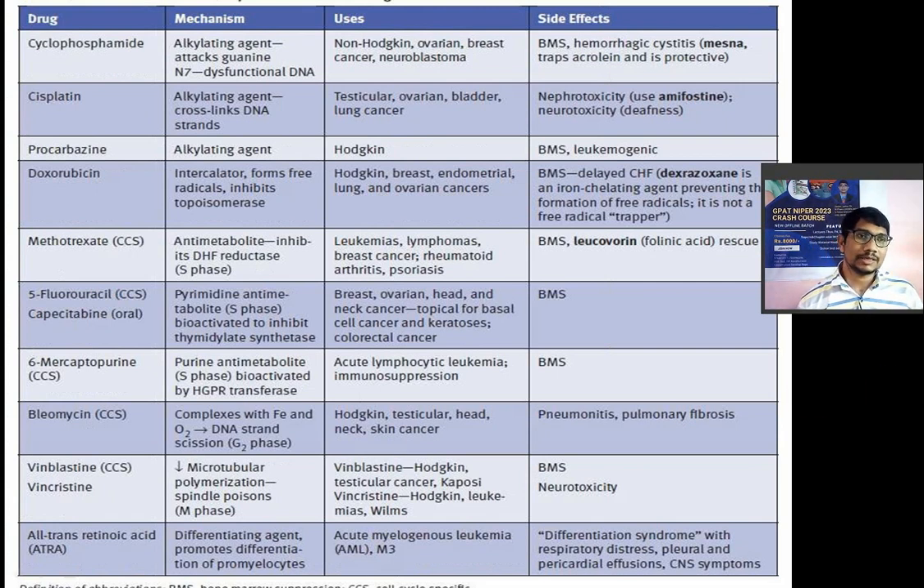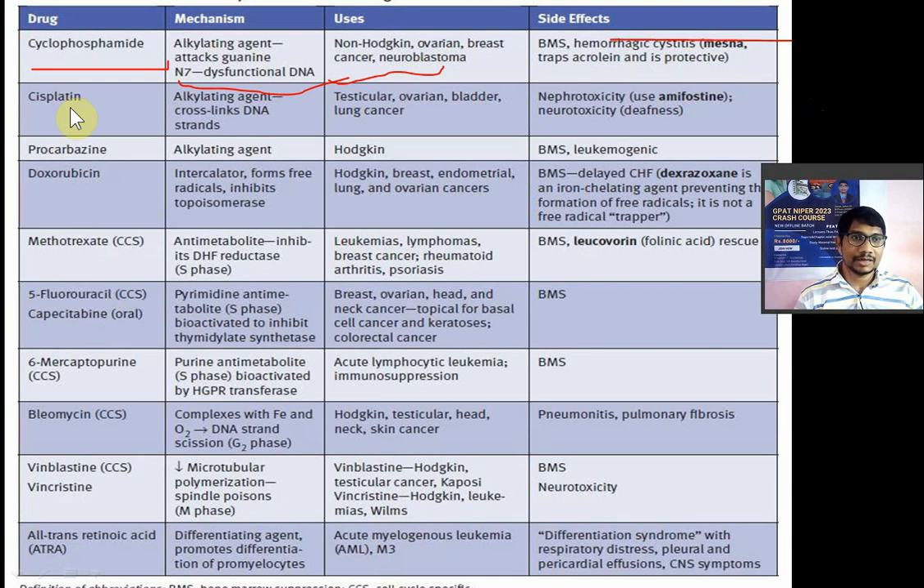So the first drug is cyclophosphamide. What is the mechanism? It is an alkylating agent because it attacks the N7 guanine group and causes dysfunctional DNA. What are the uses of cyclophosphamide? It is used in Hodgkin's disease, ovarian cancer, breast cancer, and neuroblastoma. What is the adverse effect? Bone marrow suppression, BMS. Hemorrhagic cystitis, which is caused by the acrolein metabolite, is prevented by mesna.